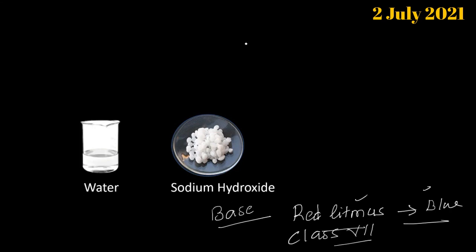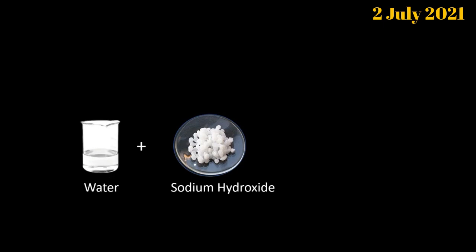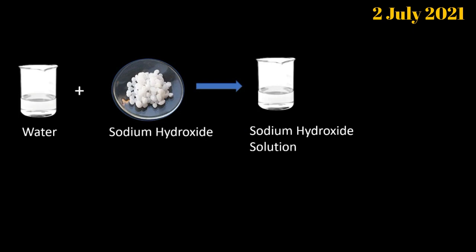And we are studying how metals react with base. Now what we have to do is create a solution which is a base, which will turn red litmus to blue. So how will you do that? You add water and sodium hydroxide granules. When you add that, you get a solution of sodium hydroxide. So this is a solution of sodium hydroxide. So this is a base.